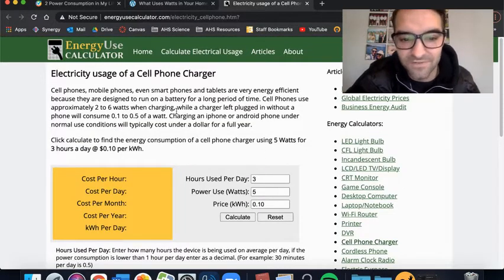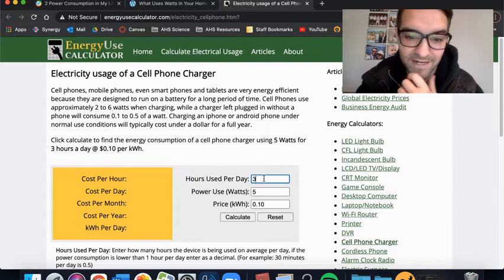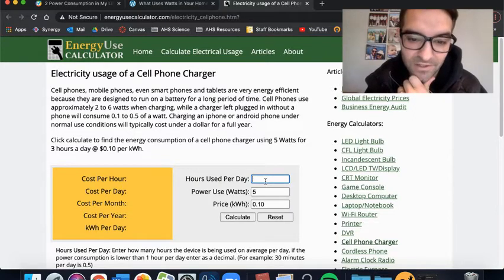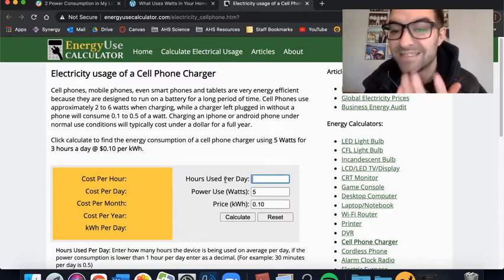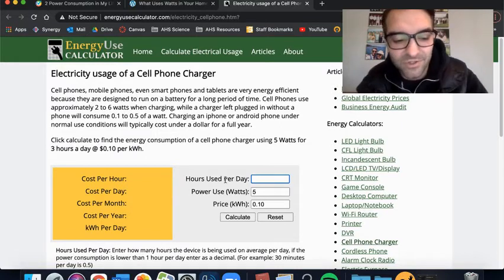it's set up for a cell phone, and it has random numbers. But basically, let's say it's a microwave. Well, it's not going to be hours used per day, but how many times a day would you use a microwave? I might warm up my lunch, and I might warm up dinner. So I use the microwave two times.